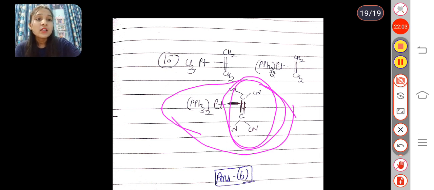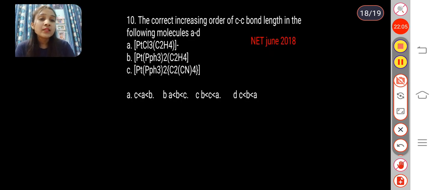So we have option C that has more bond length, and in our options we have only one option with C as the higher bond length. Due to the electron deficient nature of CN, it makes the compound more electron deficient, so it attracts more from the metal atom and undergoes better back bonding, and due to better back bonding the bond length of the C-C bond increases. So that's why we have option B as our correct option.